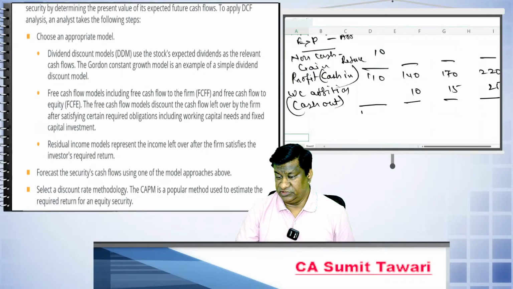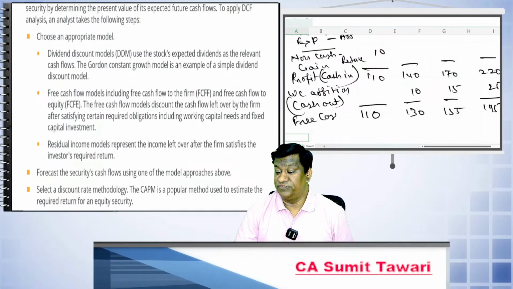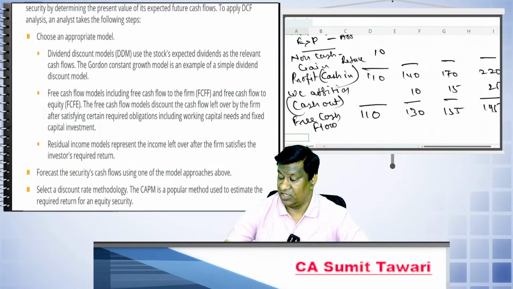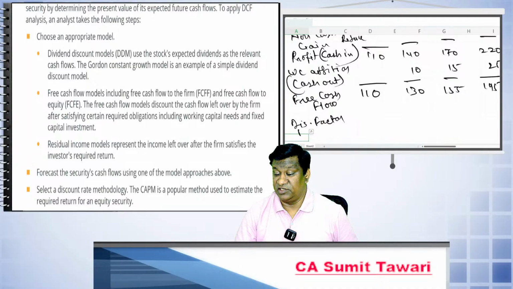Okay. So this is my free cash flow. Means I earned some amount, out of that I reinvested, the remaining is free cash flow, means I can distribute to my shareholders. Okay, and then I need to apply the discounting factor. So discounting factor we need to calculate. A discounting factor is basically as good as the expected rate of return.